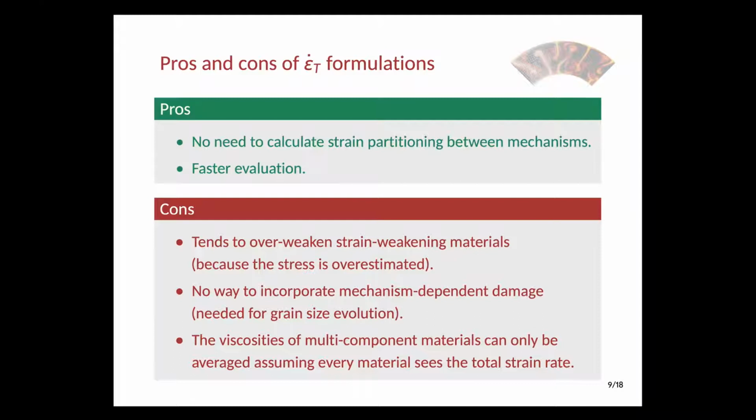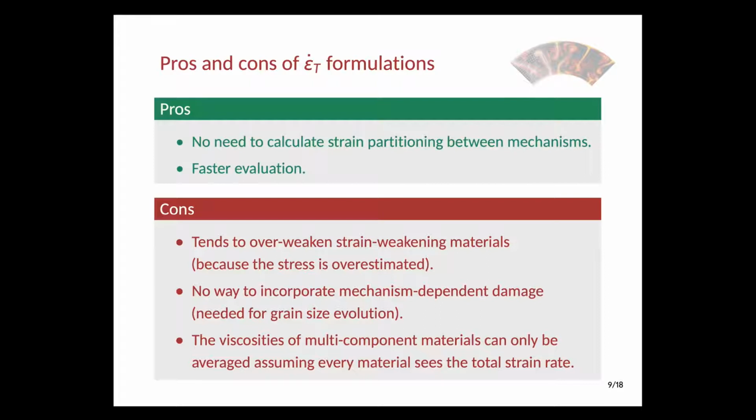Another con is that there's no way to incorporate mechanism-dependent damage. So for example, grain size evolution, we normally assume that grain size changes are due to dislocation creep. So you have to work out the amount of strain rate which is being accommodated by dislocation creep. And of course, you can't do that if you're using the total strain rate for all of your different deformation mechanisms.